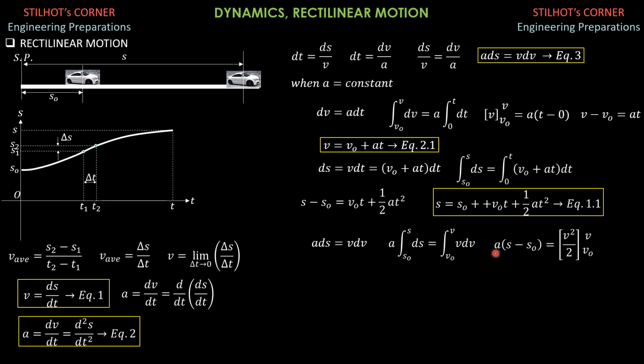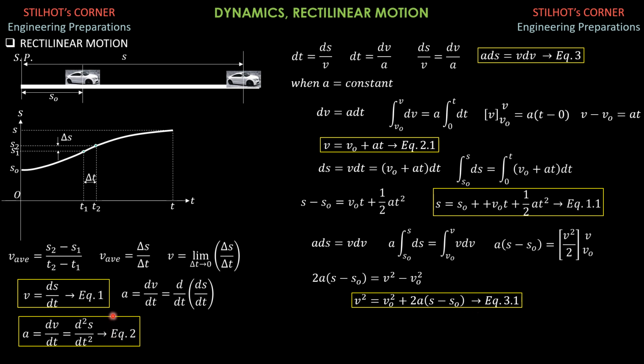So cross multiply, we have 2a times (s minus s₀) equals v² minus v₀². So the third equation, we'll call this 3.1, would be: final velocity squared equals v₀² plus 2a(s minus s₀). So call this equation 3.1.